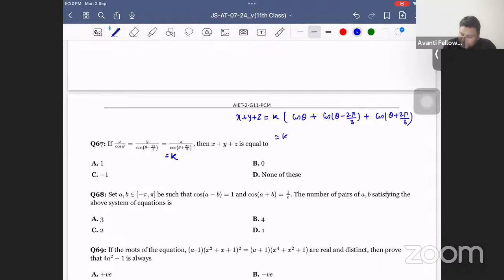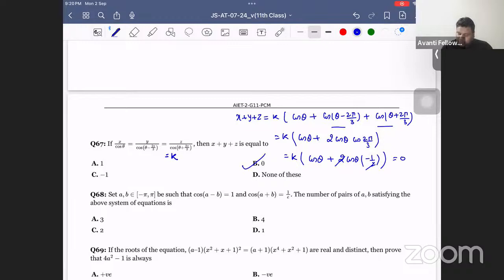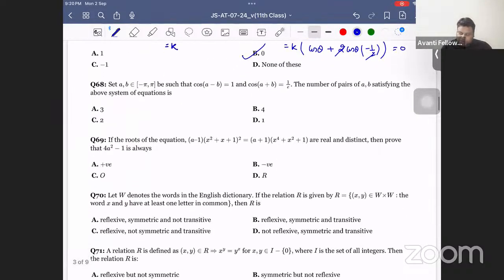So it is k times, keep cos theta as it is, and on these two apply cos C plus cos D. Or directly I can say, if you apply cos a cos b plus sin a sin b on one, and on the other cos a cos b minus sin a sin b, you will get 2 cos theta cos 2 pi by 3. Got it? So it is k times cos theta plus 2 cos theta, and cos 2 pi by 3 is minus half. So this 2 cancels, then cos theta cancels, and the answer is 0. Easy question. Now 68 you can manage on your own.